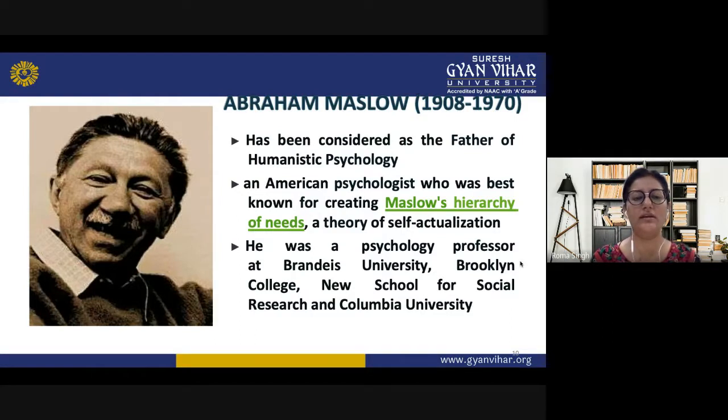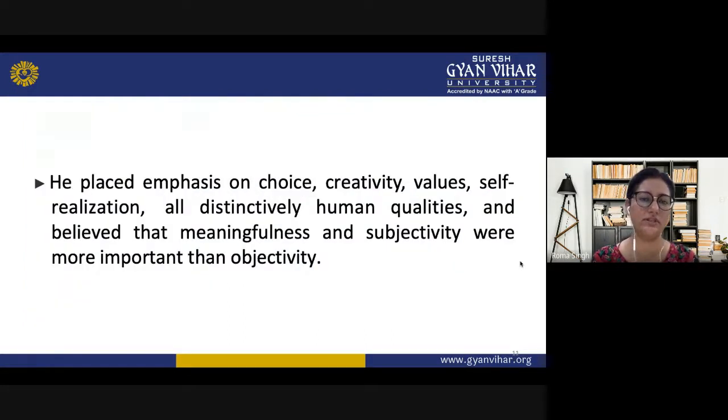He was born in 1908 and he passed away in 1970. He has been considered the father of humanistic psychology. So, he was an American psychologist who was best known for creating Maslow's hierarchy of needs and a theory of self actualization. He was a psychology professor at Brandeis University, Brooklyn College, New School for Social Research, and Columbia University. So basically, he placed emphasis on choice, creativity, values, self realization, all distinctively human qualities, and believed that meaningfulness and subjectivity were more important than objectivity.